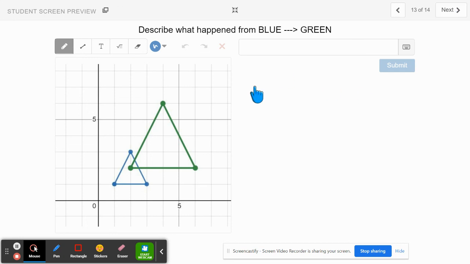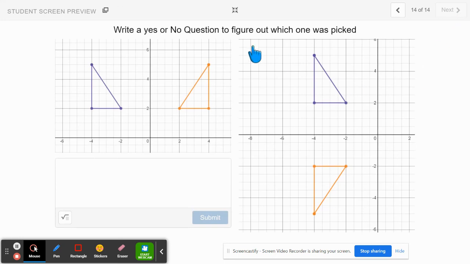Describe what happened from blue to green. Look at your coordinates if you have to. What happened? I'm pretty sure a dilation happened, but explain it further if you can. And write a yes or no question to figure out which was picked. Which one was picked?